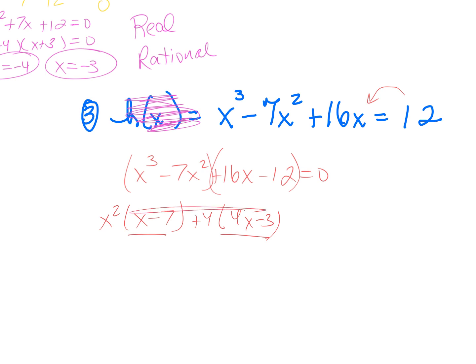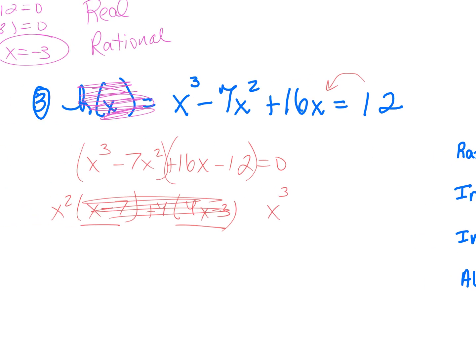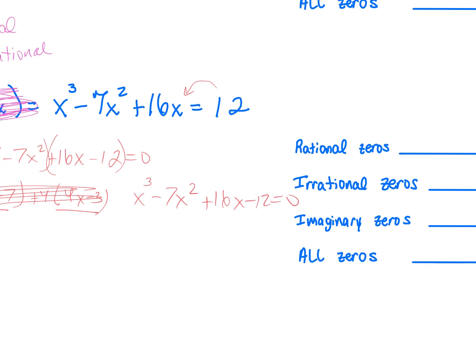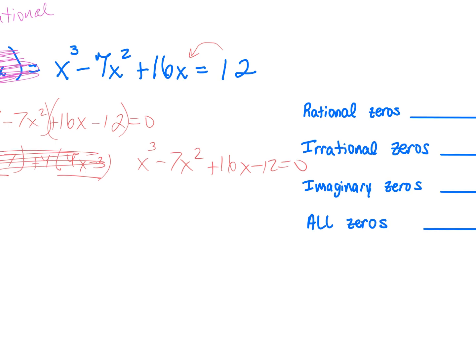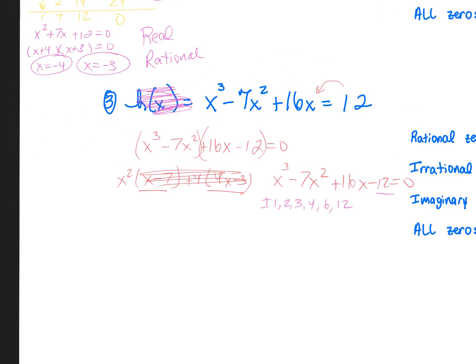So since I'm left with x cubed minus 7x squared plus 16x minus 12, I have to use what? P over Q. That means I take the factors of the last number. Again, it's 12. So 1, 2, 3, 4, 6, and 12. And we're just going to do synthetic division till we get a remainder of 0. Good. So let's start with 1.